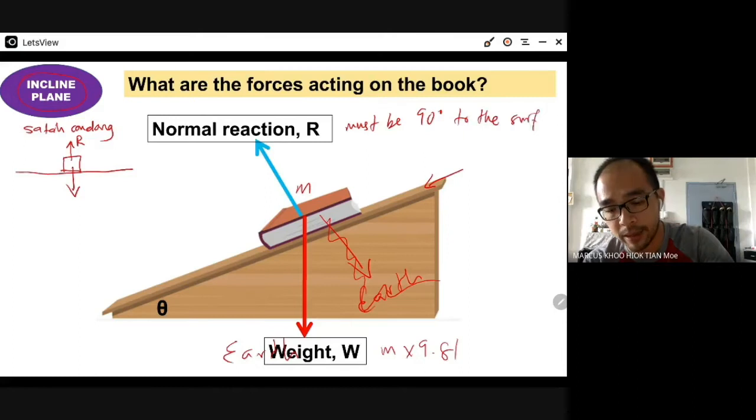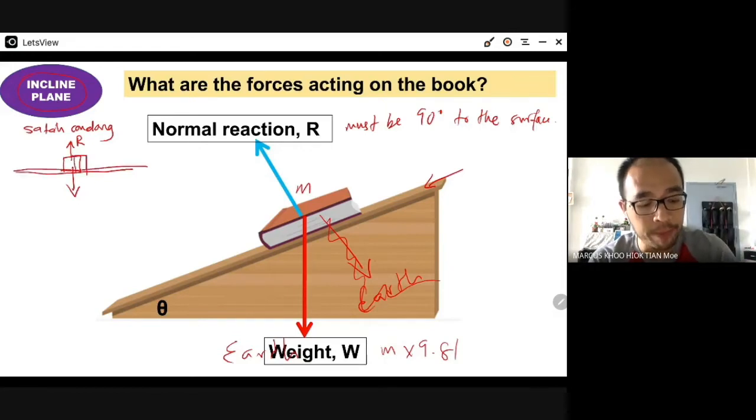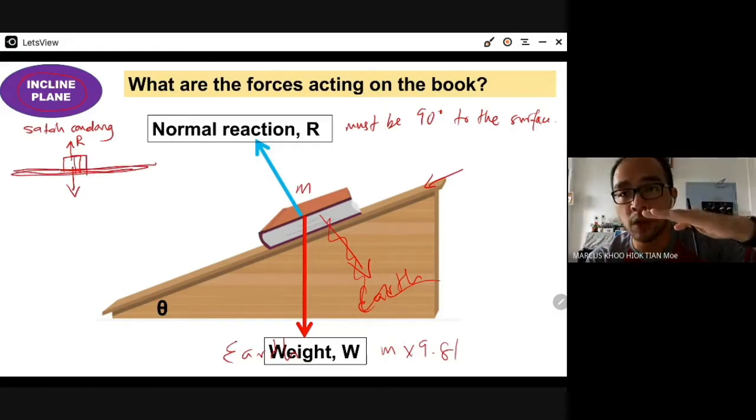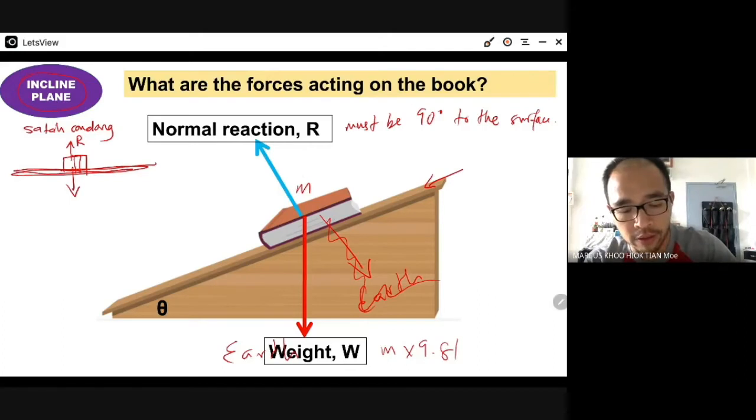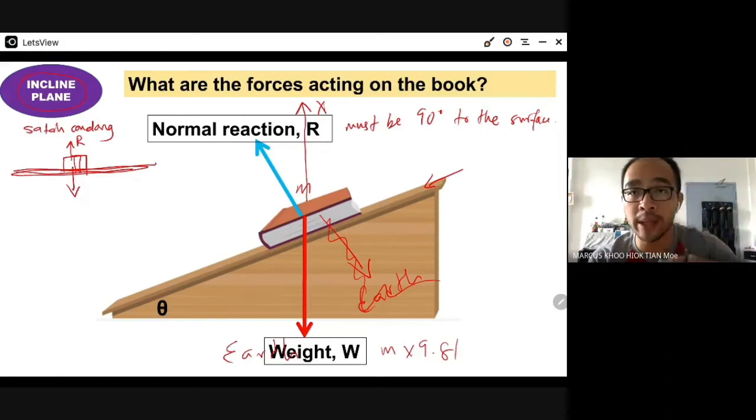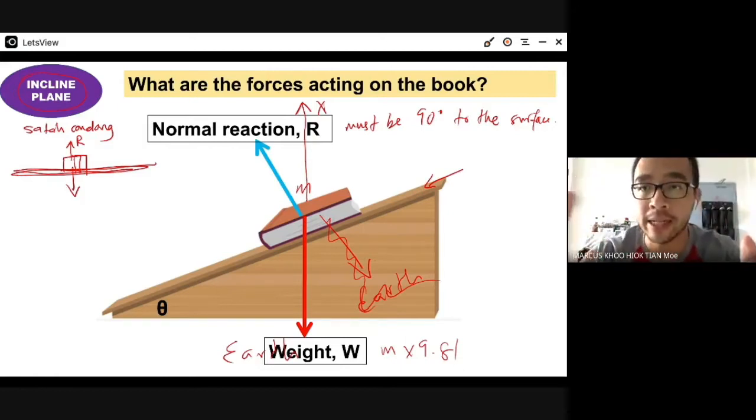Ini yang sangat penting, yang selalu orang lupa. Okay, normal force dia mesti 90 darjah kepada permukaan di mana dia bersandar. Where it is leaning on, it is always 90 degrees there. So you must never draw the reaction force kan exactly opposite the weight. Ini salah. Okay, the reaction force and the weight are two different directions now, on an inclined plane. Very special case, inclined plane. But inclined plane always you will see one.